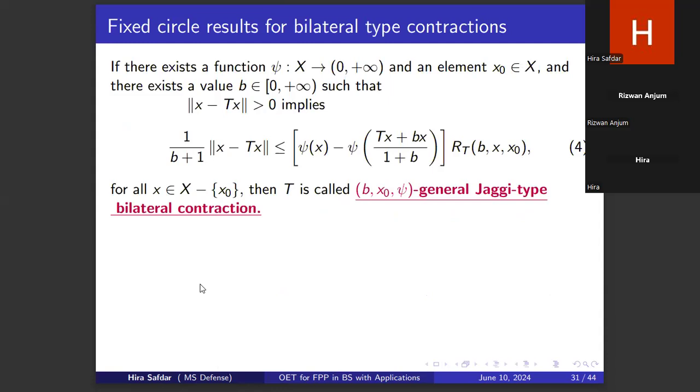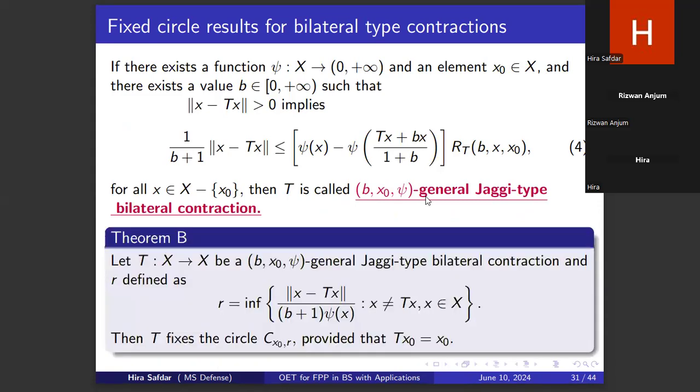Fixed circle problem for Jaggi type bilateral construction. If there exists a function psi from [0, infinity) and an element x0 belonging to X, and there exists a value b such that this holds, then the mapping T is called a B, x0, psi Jaggi bilateral contraction. Let T from X to X be a Jaggi bilateral contraction and R is defined in this way. So T fixes the circle provided that Tx0 = x0.